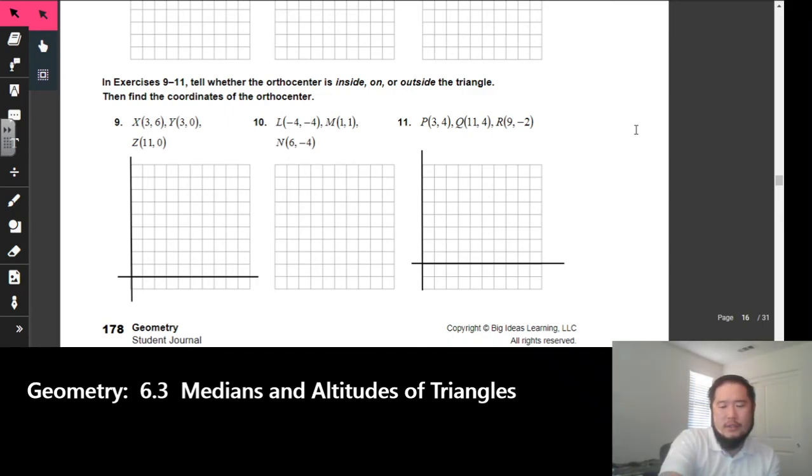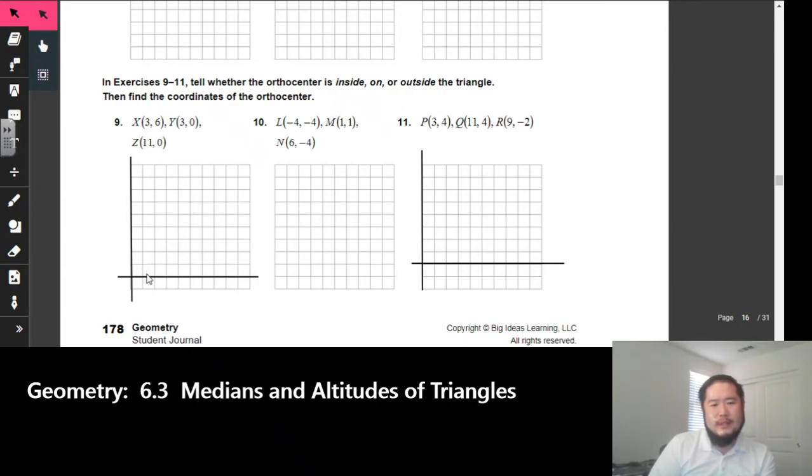Okay, so what can we do right here? Remember, the orthocenter is when you take a line from the vertex perpendicular to the opposite side. So what you're going to need to do is let's go ahead and plot your points. Like I said, the easiest way is to graph this out.